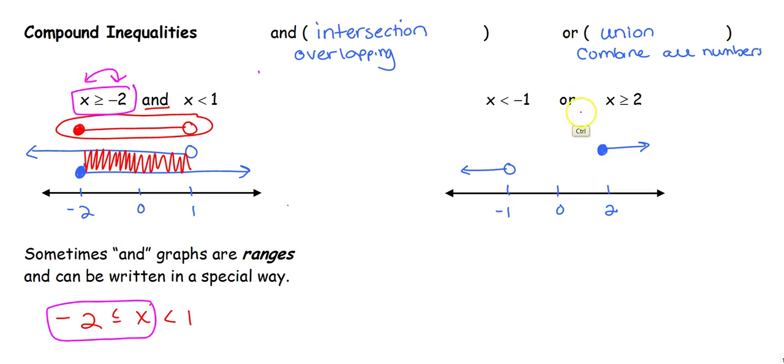And because our word is or, that's the union. I'm uniting all of my pieces. I'm combining all numbers. So if it's part of set 1 or it's part of set 2, I'm going to put all of those together into a third level, which is going to be my solution set. So in this case, all I had to do was recopy my pieces, and that gave me my solution.